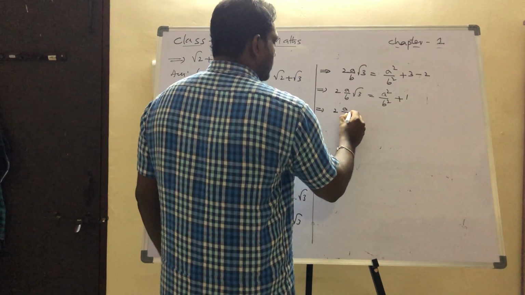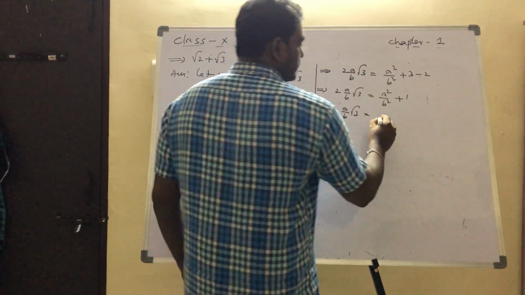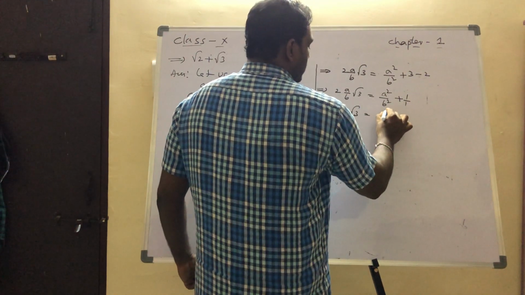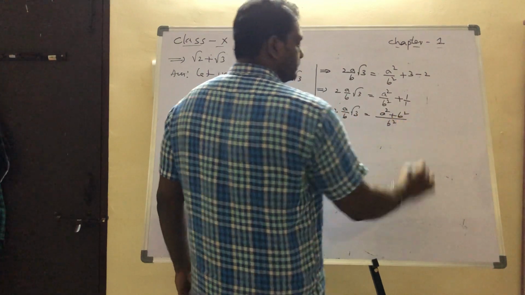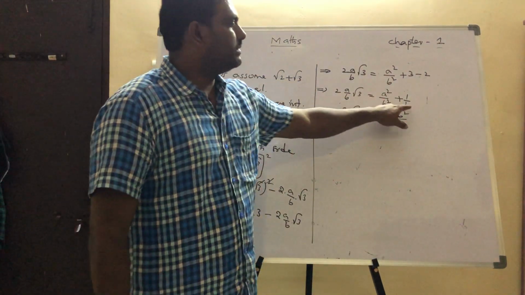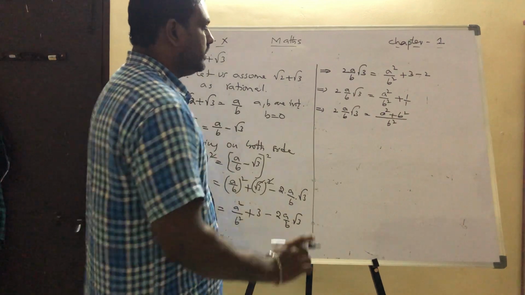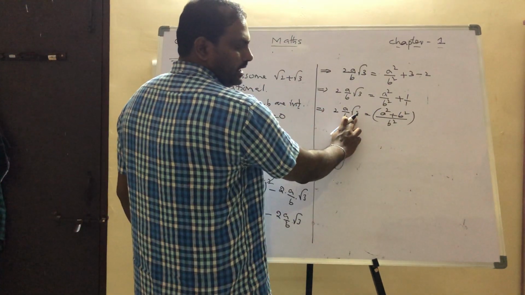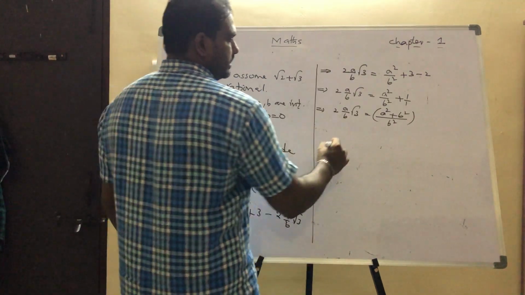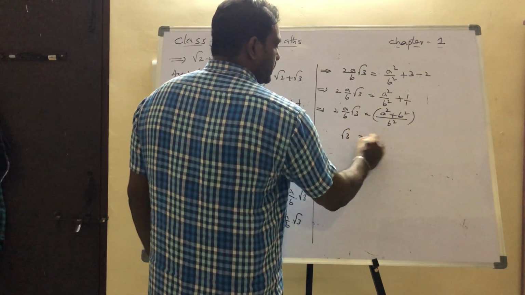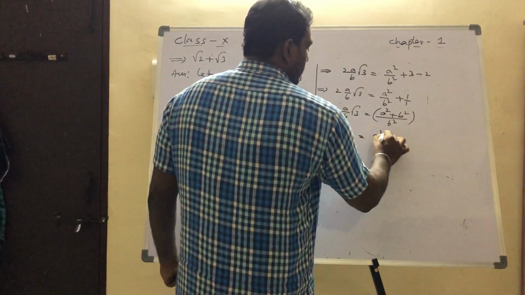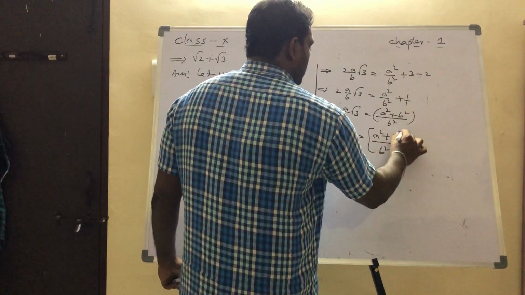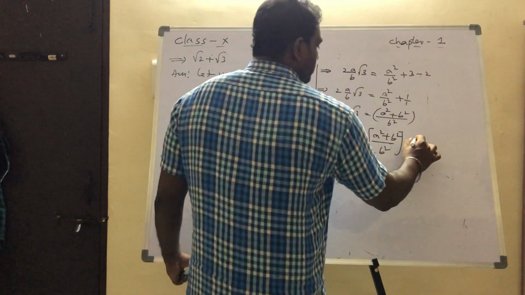2a by b root 3 is equal to... if I take b square as LCM, then I'll get a square plus b square. A square into 1 is a square, b square into 1 is b square. Now what I'll do is, I'll keep this root 3 this side, and I'll send the remaining to that side. What happens is that root 3 is equal to a square plus b square by b square into b by 2a.